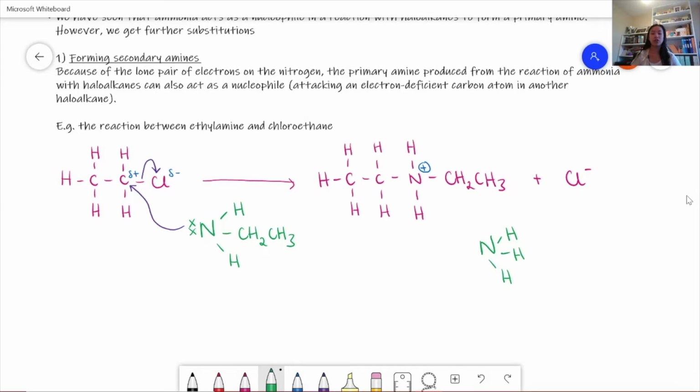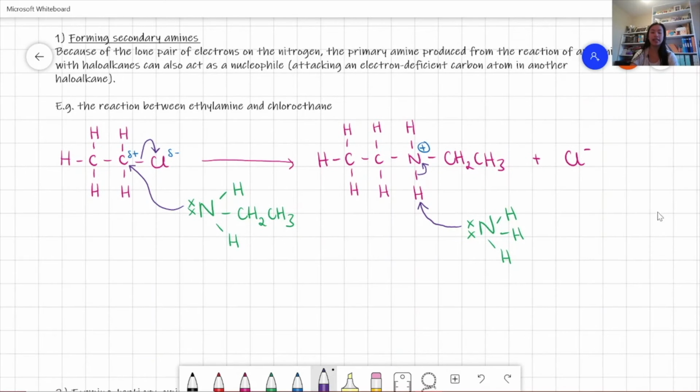So these further substitutions happen when we have a mixture. So we've reacted the ammonia with the haloalkane, and then we've produced a primary amine. But then we've got some ammonia left, and so that's how we can use it as a nucleophile here. So we have 2 electrons on the nitrogen, and so these 2 electrons attack the hydrogen which is attached onto the positive nitrogen, and then electrons from this covalent bond move towards this positive nitrogen. So now we form a secondary amine.